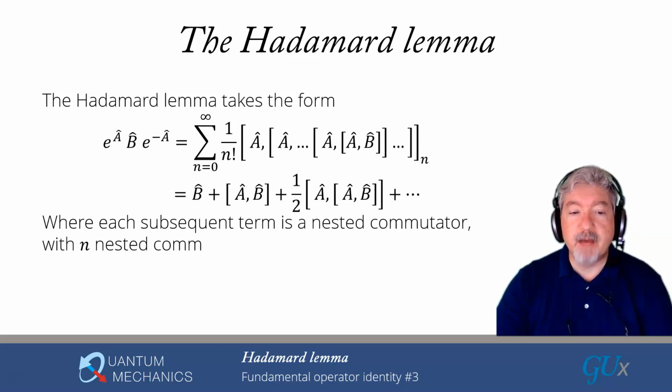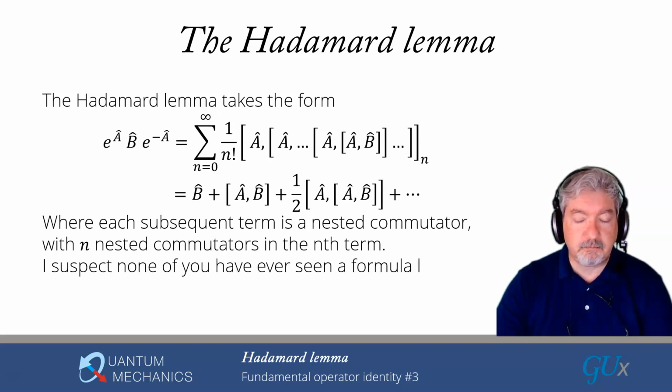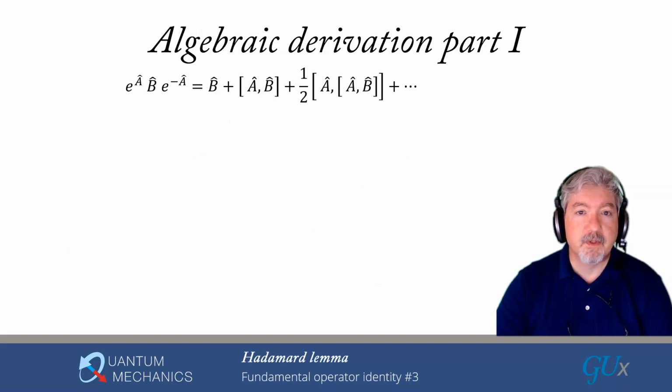So this nested commutator is something that you probably haven't seen before, or seen this notation, but it really just means I'm making yet another commutator with A with whatever I got from a previous commutator. And so we're going to just carefully go through the derivation of this as we look through every step.